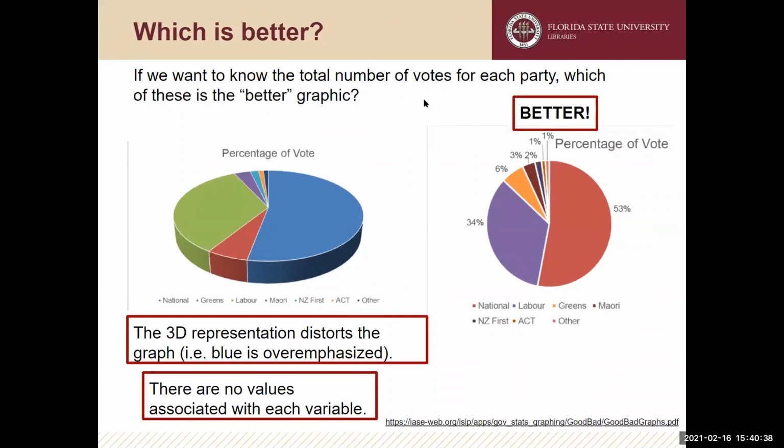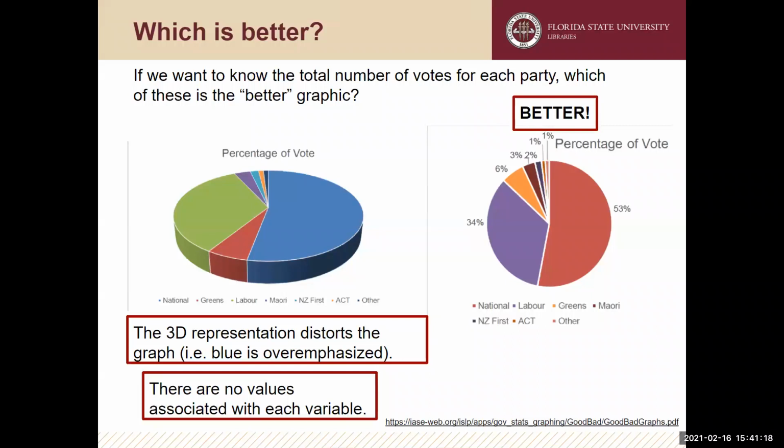One on the right? So these are both pie charts, right? They're a similar type of graphic. The one on the left is a 3D pie chart, whereas the one on the right is a two-dimensional pie chart. Some things you might notice: the one on the left has no values. The one on the right has percentages that tell us the percent breakdown by each party. So you can definitely tell 53% to 34%, and who got the highest percentage of votes.